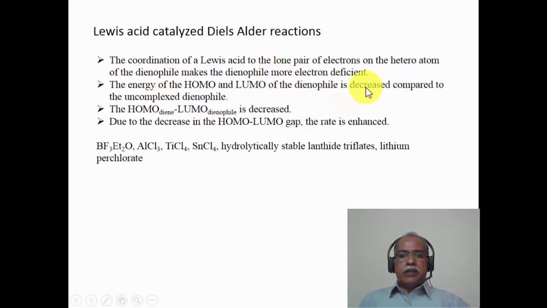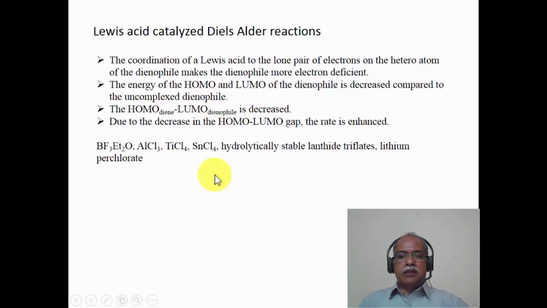There are two conditions that one needs to meet in this reaction. The dienophile should have a lone pair of electrons where the Lewis acid can form a complex, and as a result of that the catalysis takes place because of the decrease in the HOMO-LUMO gap between the diene and the dienophile of the Diels Alder reaction components.